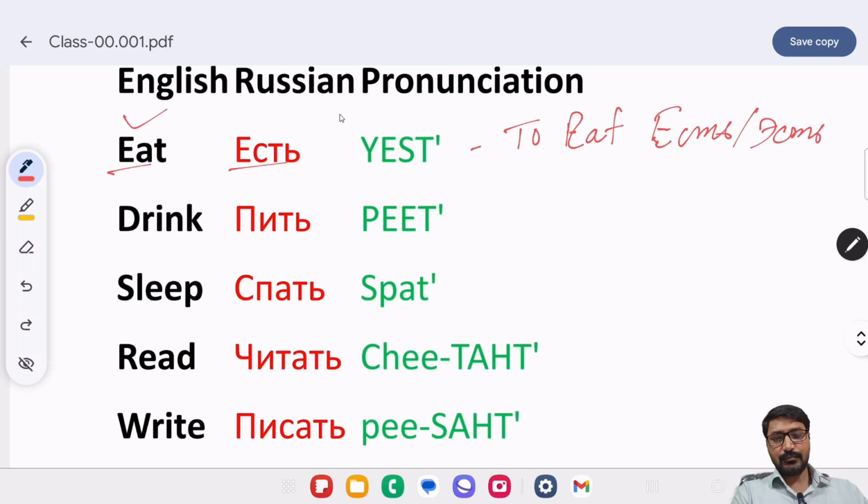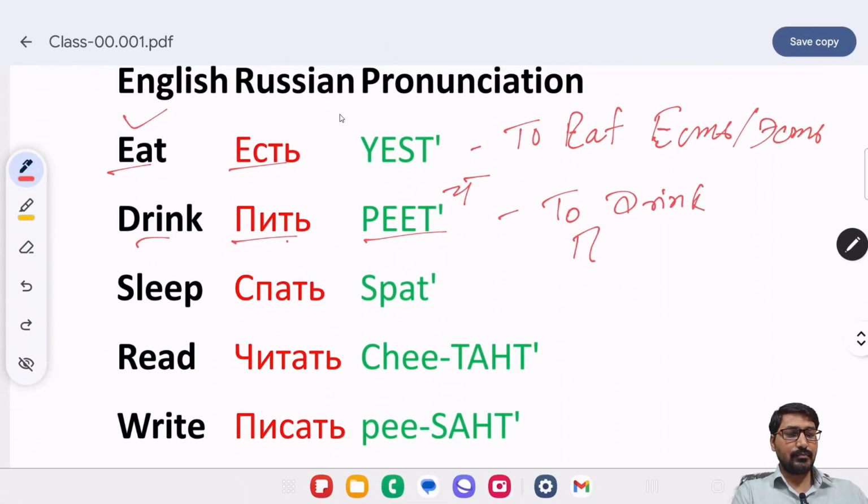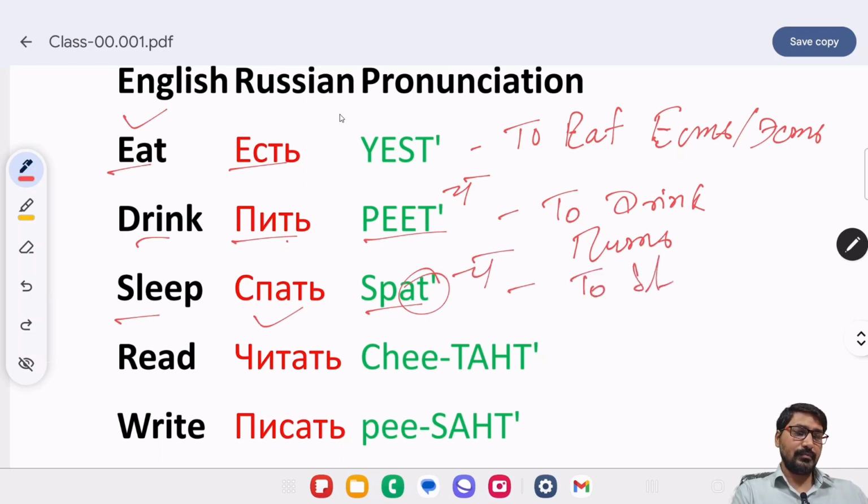Like this. Then you can see drink. So drink is peach. What is that? Peach. Not the. The becomes ch. Peach. To drink. So to drink, how to write? Peach. Can you see sleep? Sleep is spat. So spat, not the. The becomes ch. Spat. To sleep. So how to write in Russian?